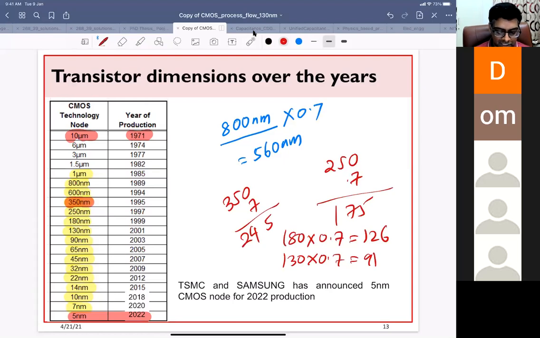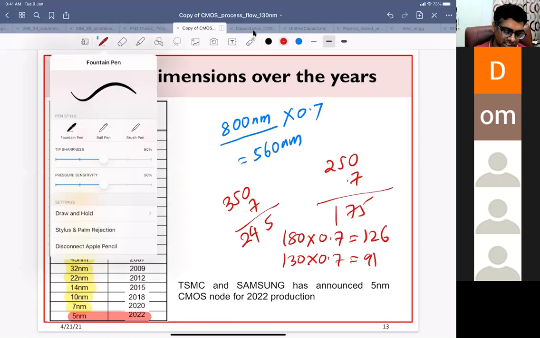Since the earlier node was 10 nanometer, 10 nanometer times 0.7 becomes 7 nanometer. 7 nanometer times 0.7 becomes 5 nanometer. 5 nanometer times 0.7 becomes 3 nanometer. The next node will be 3 nanometer.